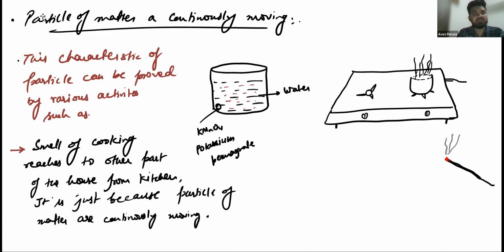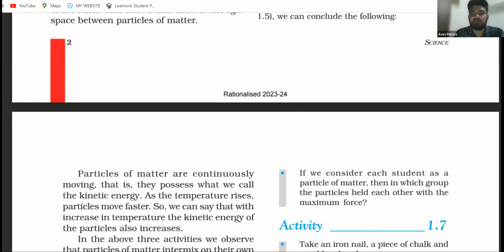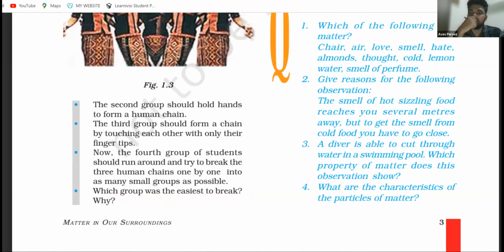So next property, if a question comes here that why the particles of matter are continuously moving, or if I take this question from your NCERT, okay. If the question is being asked in examinations: give reasons, the smell of hot sizzling food reaches several meters away, but the smell of cold food, the food kept in the refrigerator, you need to go closer to it to smell it. It does not reach every part. Why?